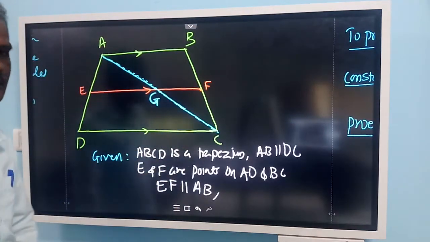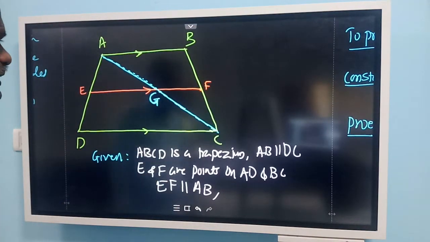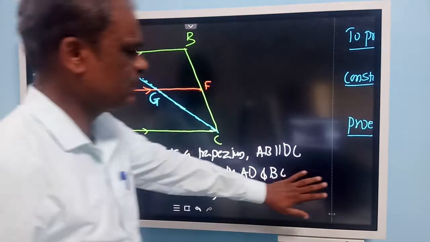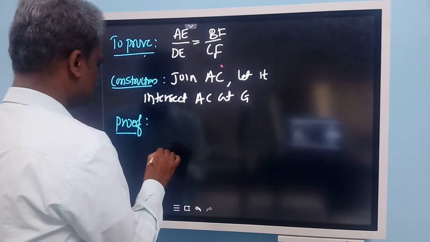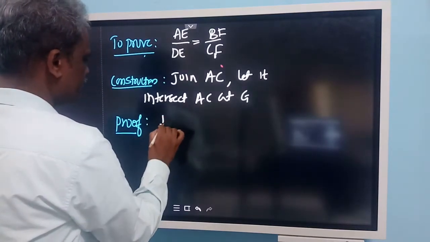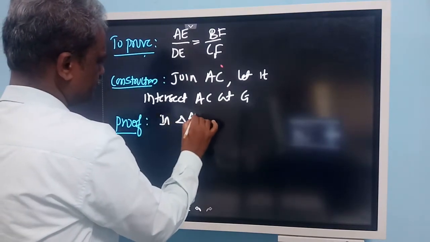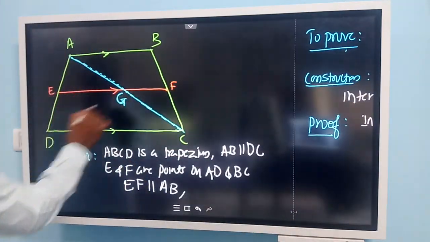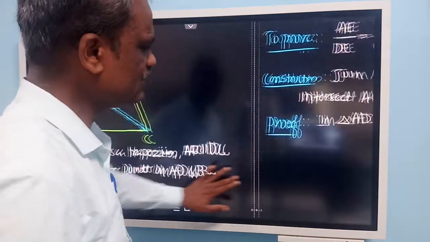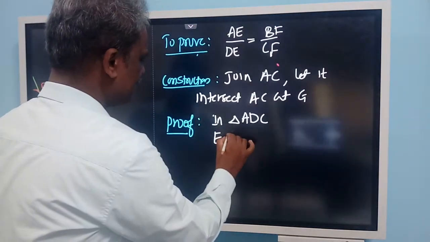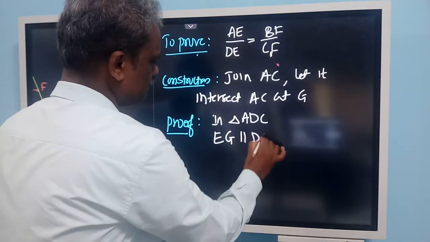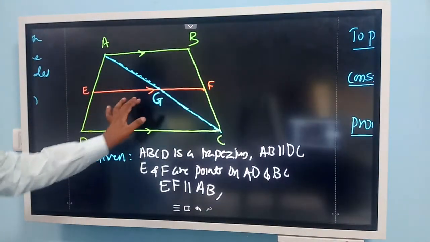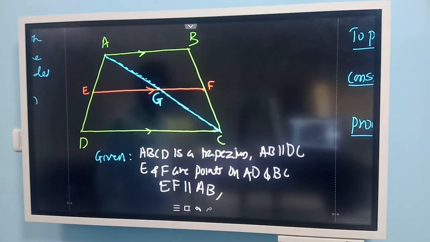I will select a triangle to apply the Thales theorem now. So let me select triangle ADC. In triangle ADC, I can write EG parallel to DC. Can you tell me what is the reason? I can write EG parallel to DC. Is it given in the data? EG parallel to DC, what is the reason?